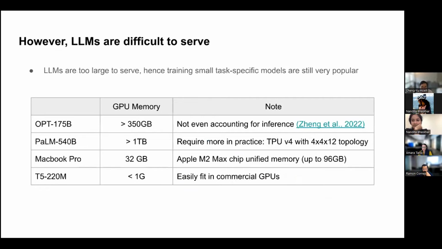However, although large language models are very powerful, they are also very difficult to serve in practice. For example, the OPT 175 billion model, an open source version of the GPT model, requires over 350 GB of GPU memory just to hold the model itself, not even accounting for the extra memory required for predicting and inferencing. Another example is the PaLM 540 billion model, which requires TPU version 4 to deploy and serve for prediction.